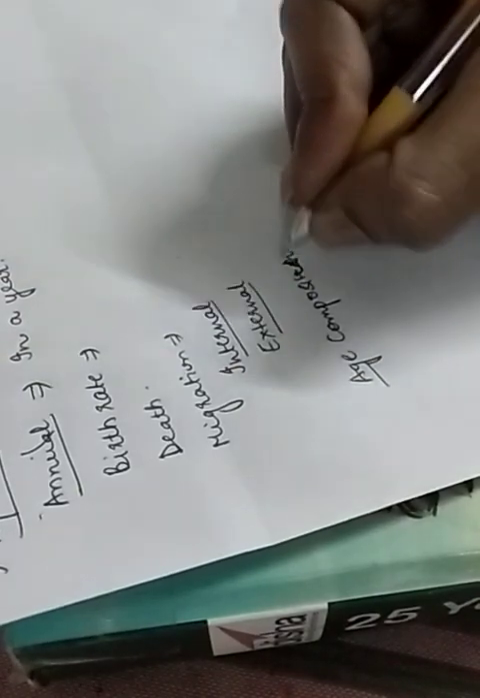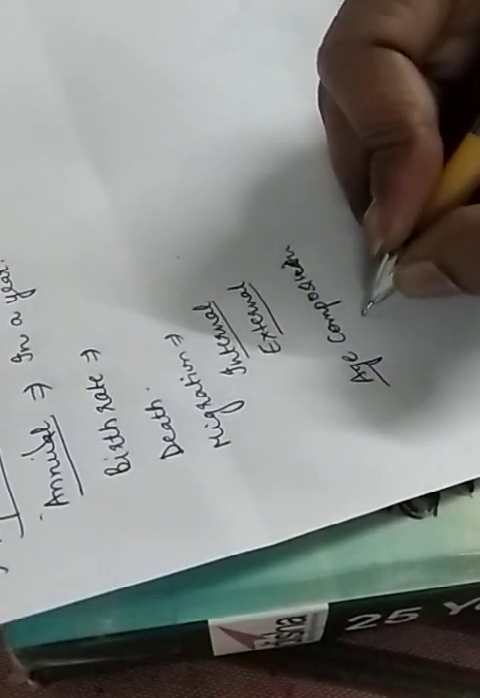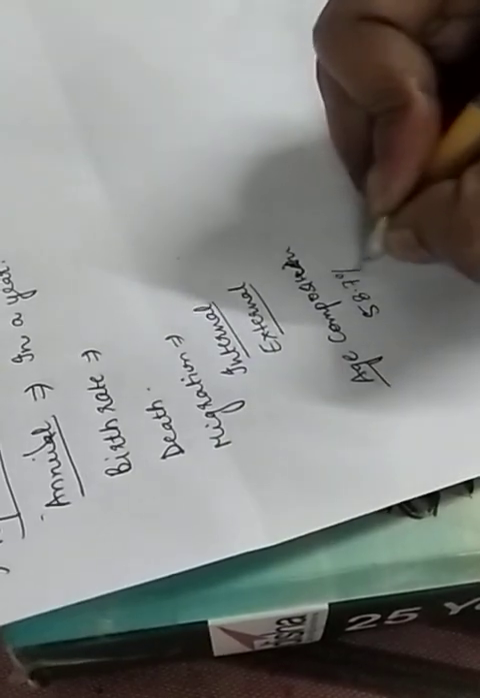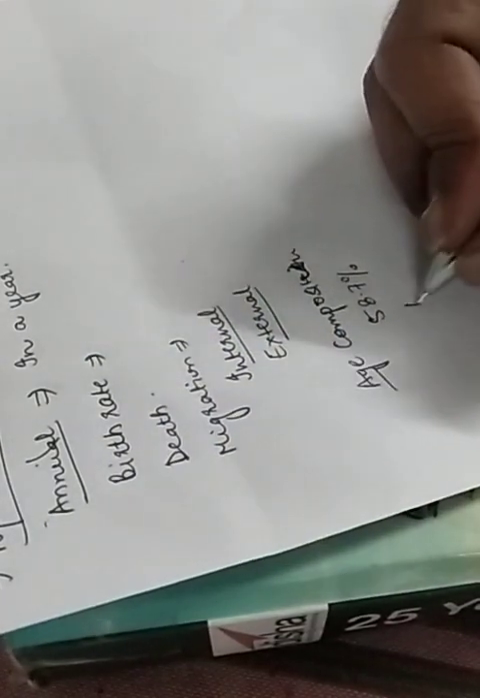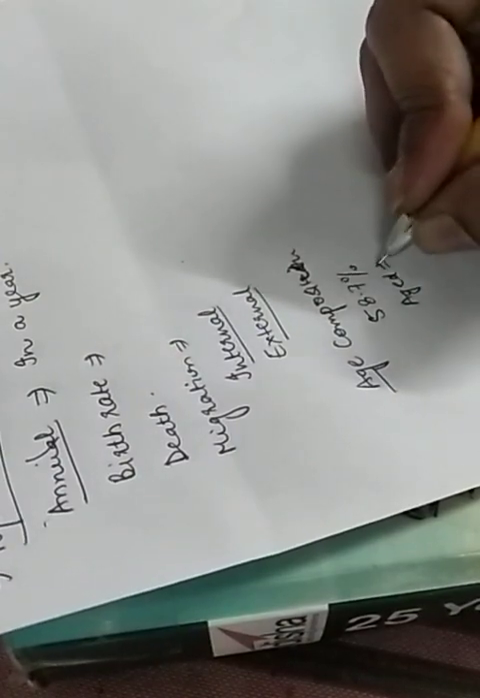Age composition. India has a working population of about 58.7%. The aged population, above 60 years, is 6.9%. And the children below 14 years, we have 34.4%. This is the population composition of India.